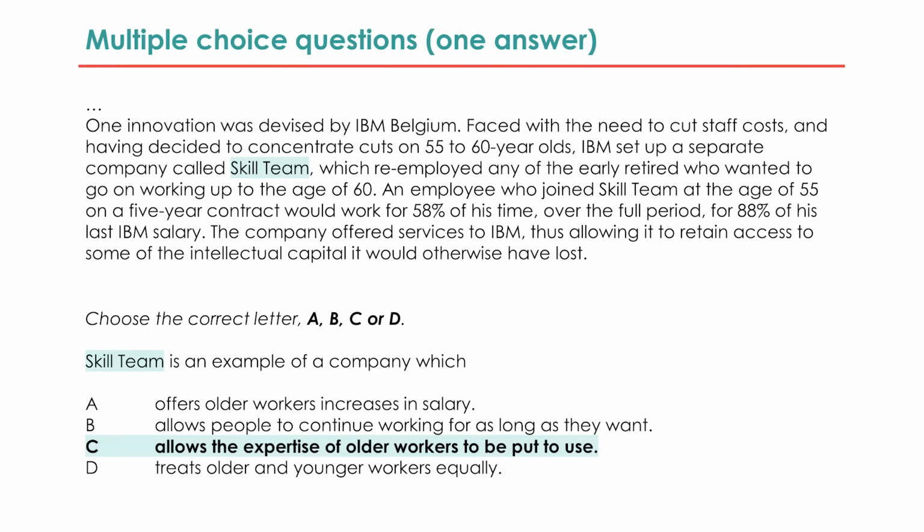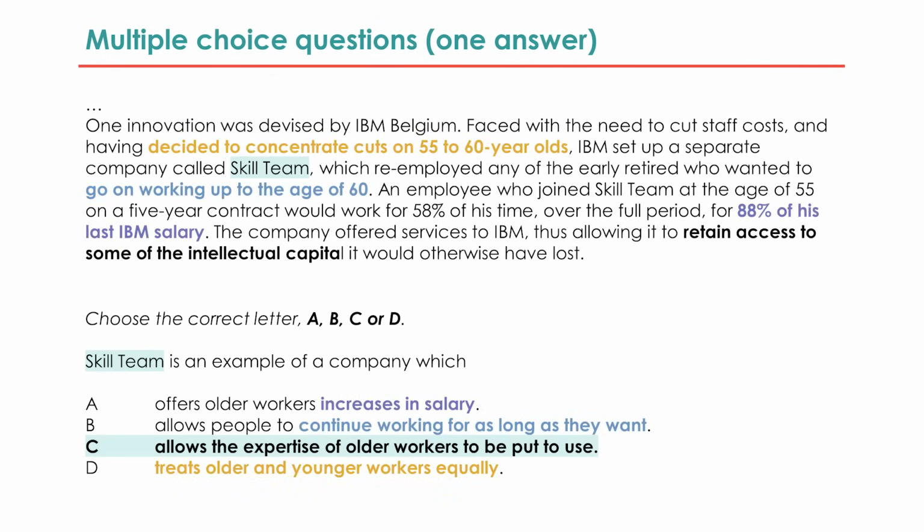So this is the paragraph. That's where our answer is. Now, I've already highlighted information in different colors, so you can see that each of the 4 options was discussed in this paragraph. So let's look through the paragraph from the beginning. So first of all, we read that IBM decided to concentrate cuts on 55 to 60-year-olds. This means that option D, that it treats older and younger workers equally, is incorrect.